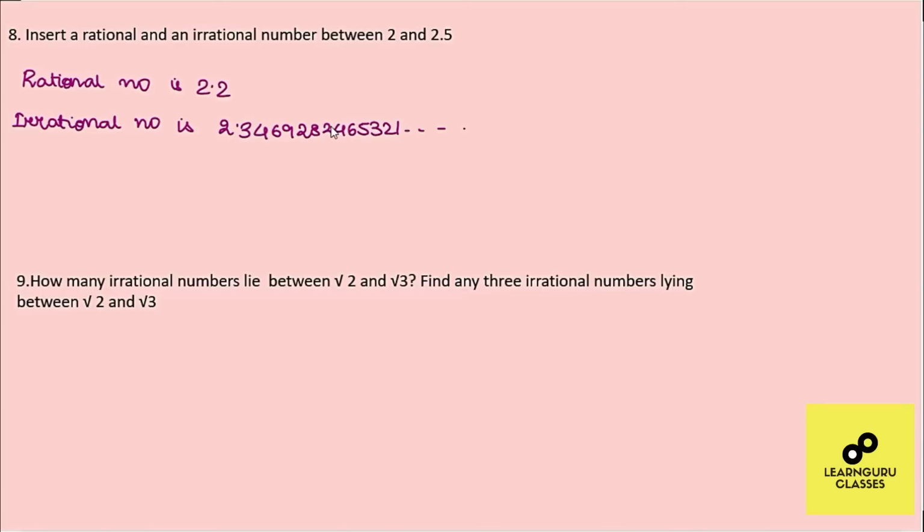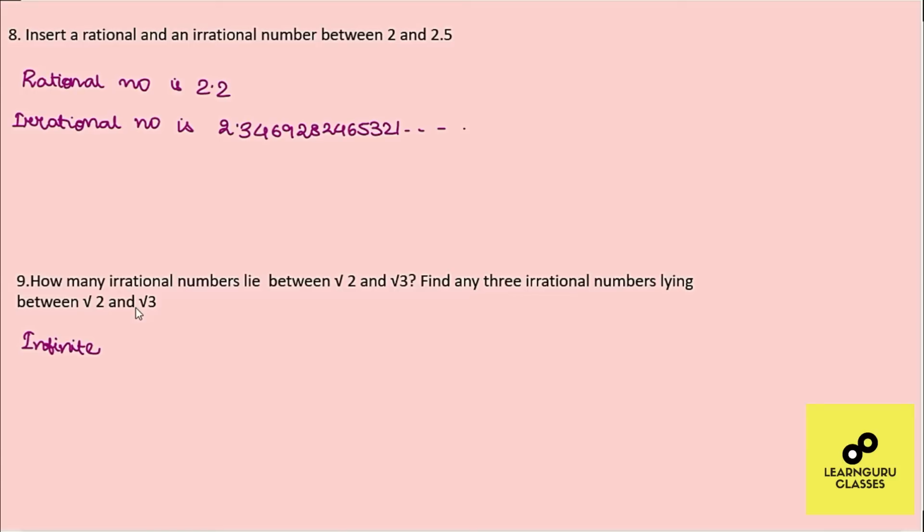So the 9th question is, how many irrational numbers lie between root over 2 and root over 3? Well, it's infinite. Infinite irrational numbers are lying between root over 2 and root over 3. Then it's asked, find any 3 irrational numbers lying between root over 2 and root over 3. Now, in terms of root, if we try to find the rational numbers, then it will be a little bit difficult. Okay. So, what we do?